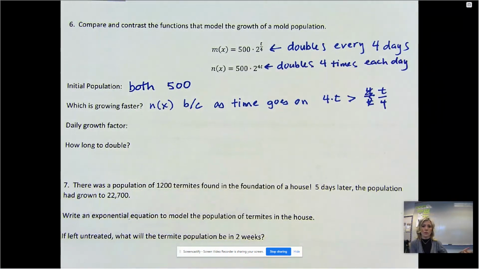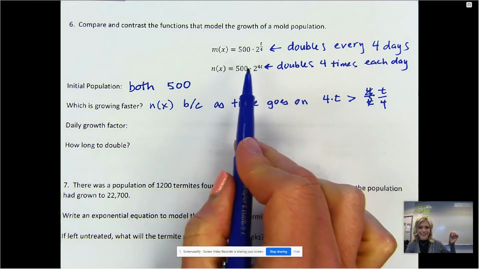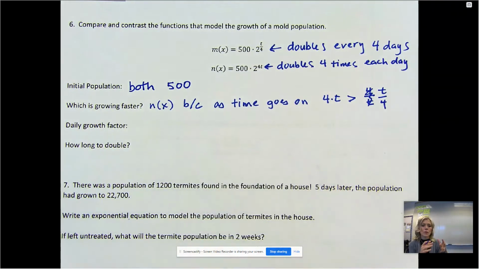Okay, so in 2 days, the second population would have doubled 8 times. So the daily growth factor isn't 2 because it's happening more often. So what we want to do is break that exponent apart like we've done on other problems.